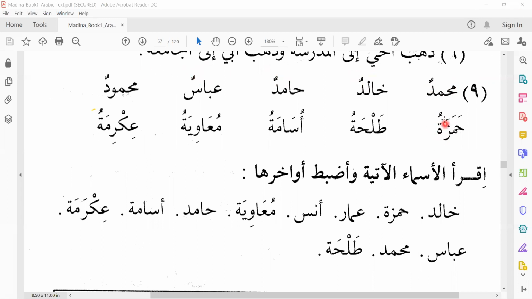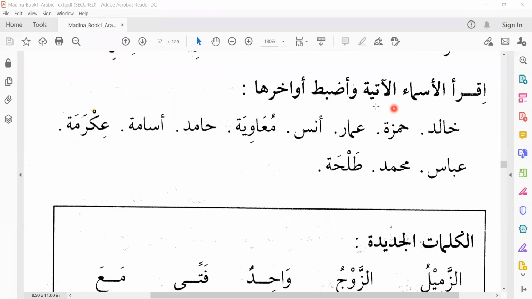But if you look at the following names, they all end with ta marbuta, but still they are masculine names. Hamzatu, Talhatu, Usamatu, Muawiyatu, Ikrimatu. Although these names belong to masculine proper nouns, we will not give tanween to these because they end with ta marbuta. Okay.